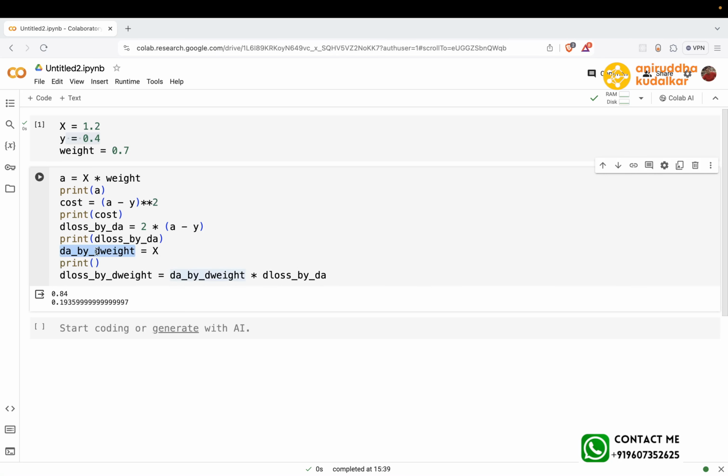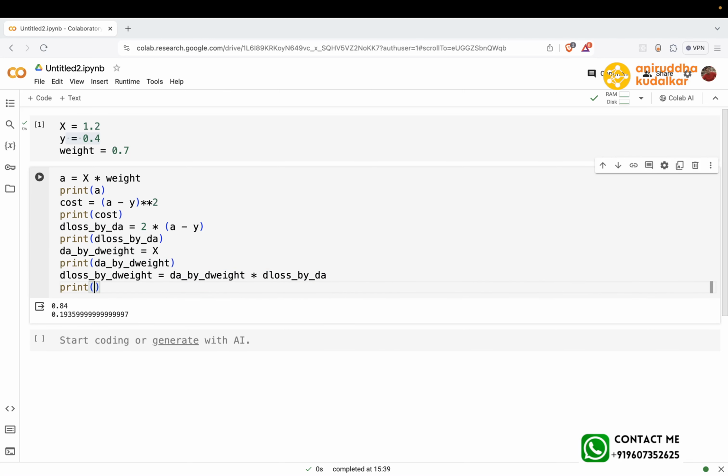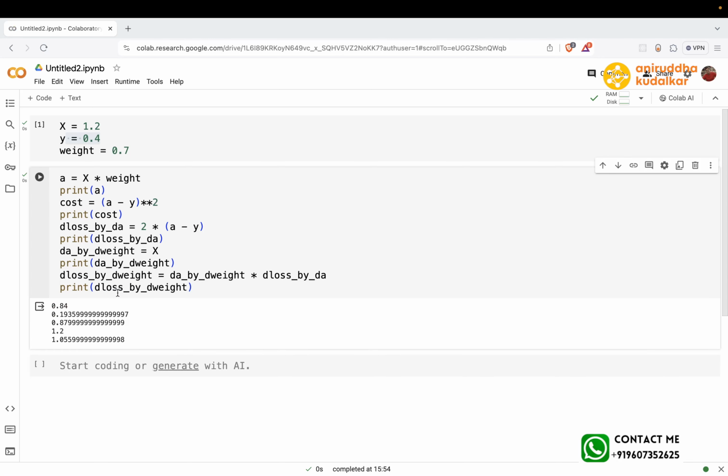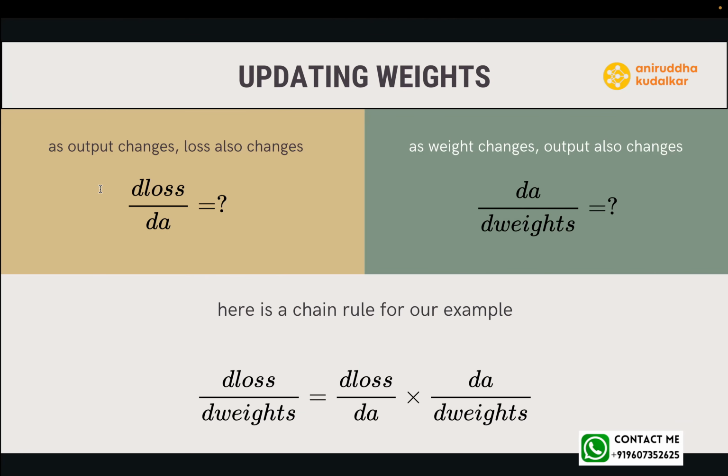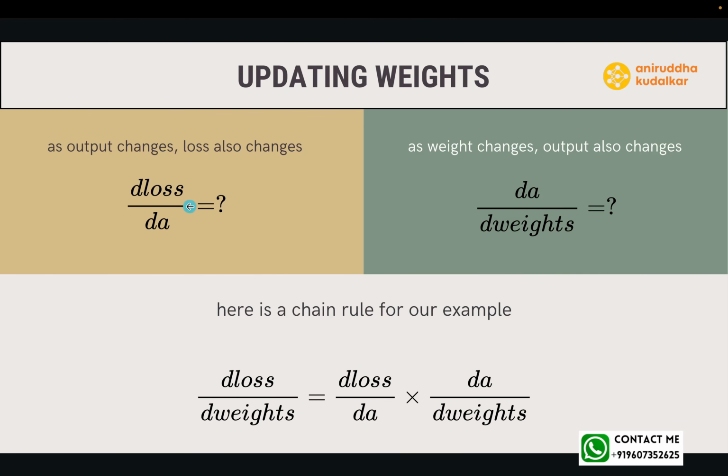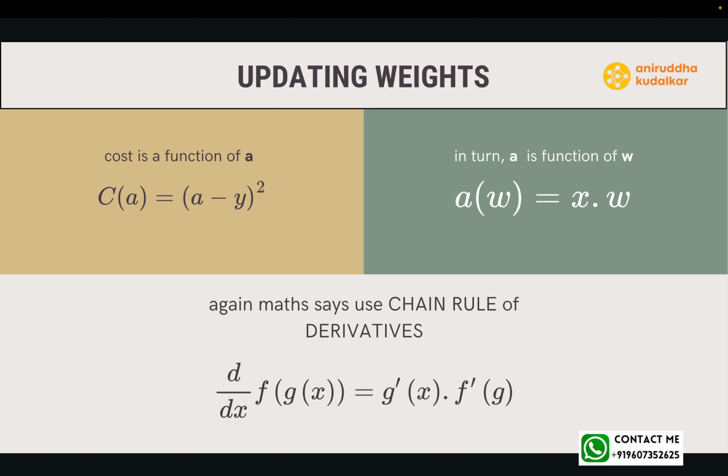you'll not get anything right now. If you try to do that, you'll not get absolutely anything. And print d loss by d weight, and here if you see, you are getting some values like this, but still we are not applying the rule.